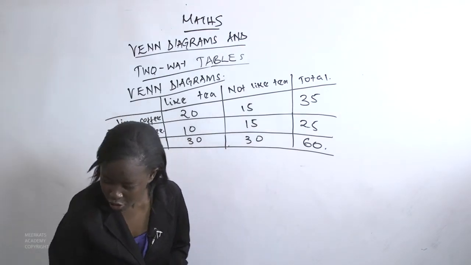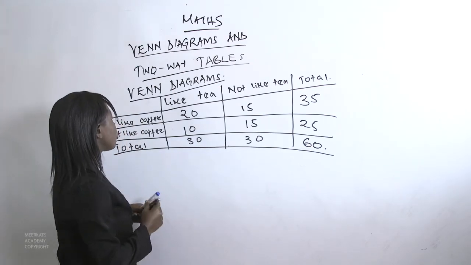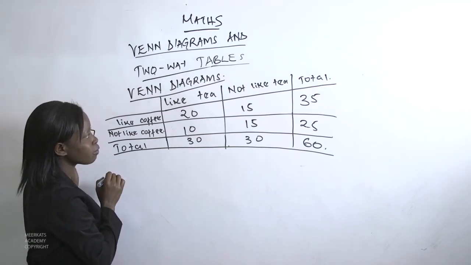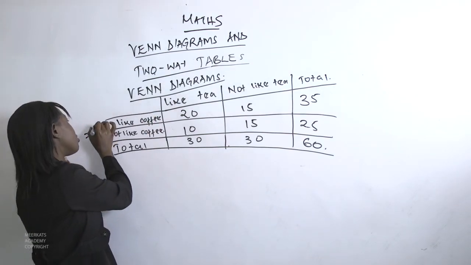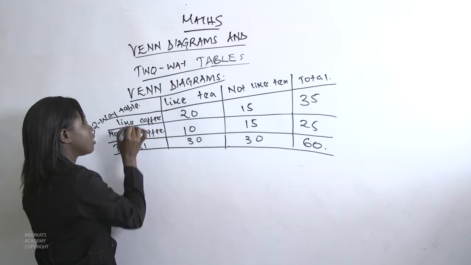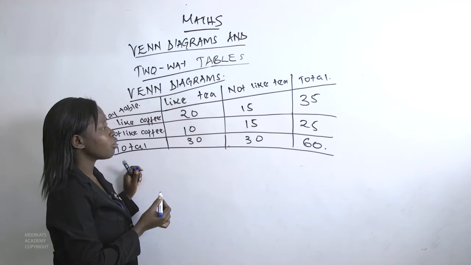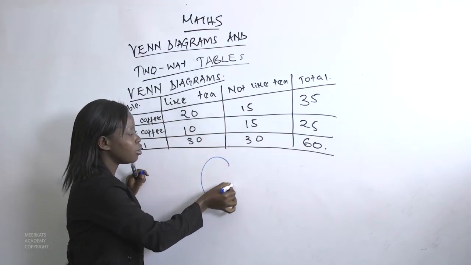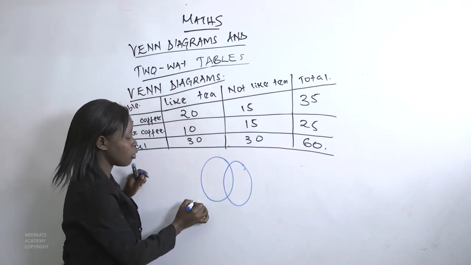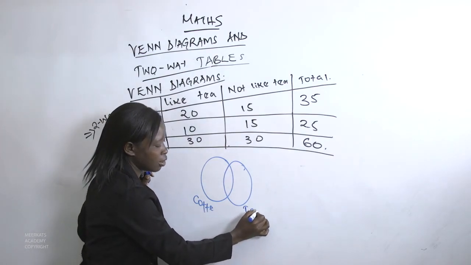So if I need to transfer my data, this is a two-way table. And from the two-way table, I need to draw a Venn diagram. This is the two-way table that I have. From this two-way table, I draw my Venn diagram. So this is how the Venn diagram looks like. We find that we have two events, so I'll draw two circles representing the two events. Then on one side, we have those who like coffee, and those who like tea on the other side.